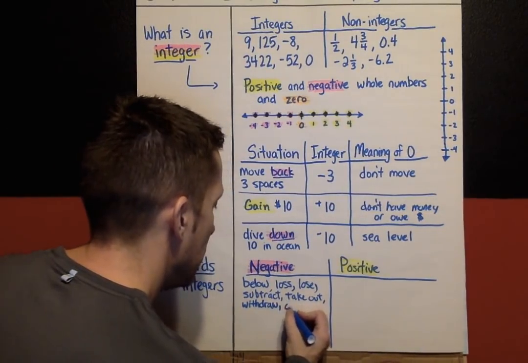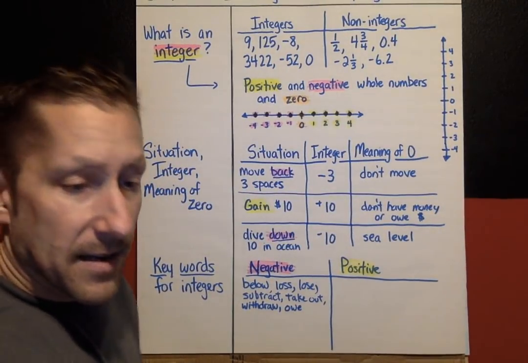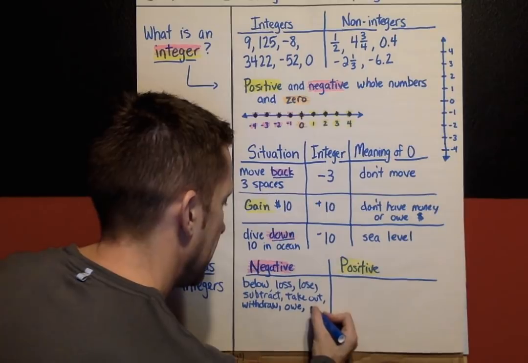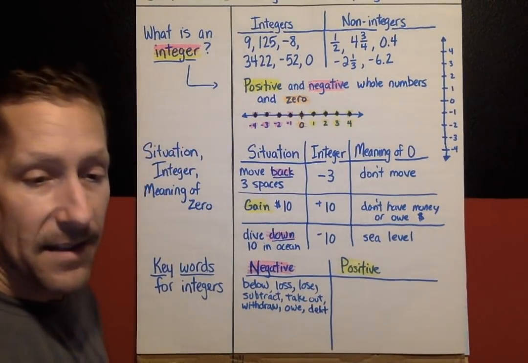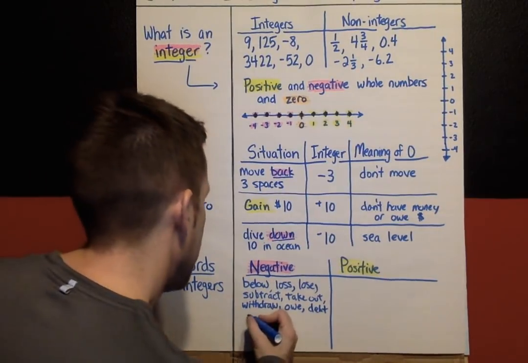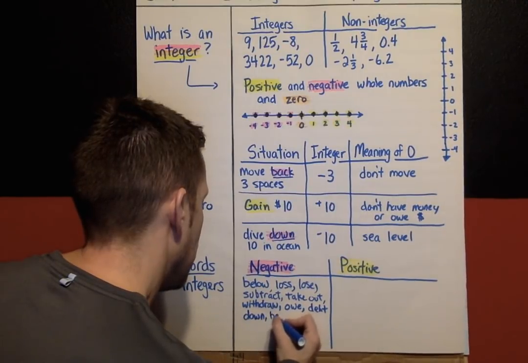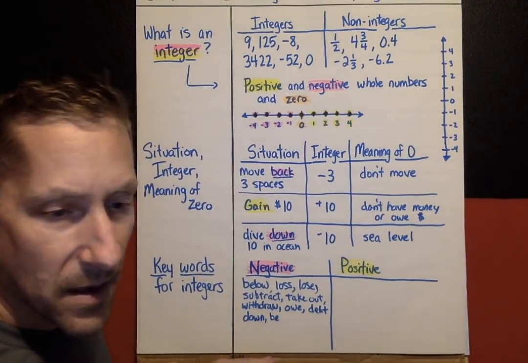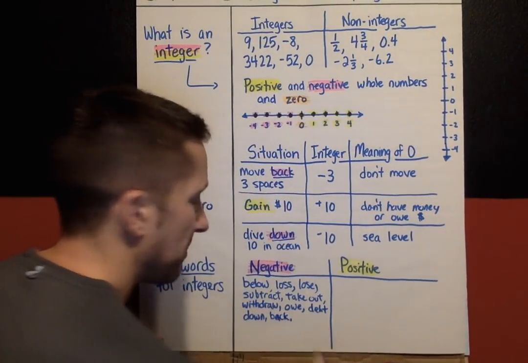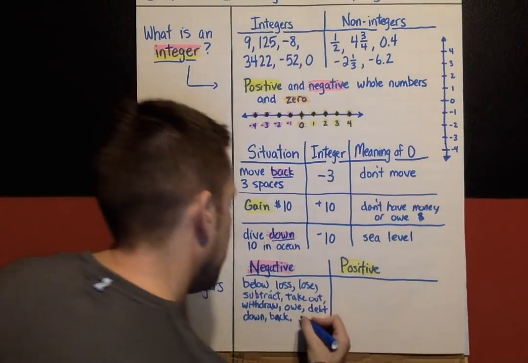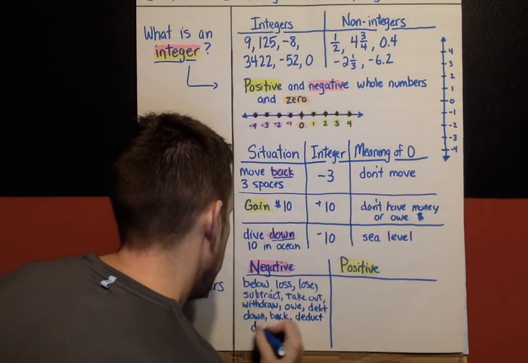If you owe money, that's going to be a negative situation, a negative integer. If you are in debt, D-E-B-T is that word. If you're in debt, that's a negative situation. Down, below, or no, we have below. Back, like this one. Move back 3 spaces. Deduct. Decrease.